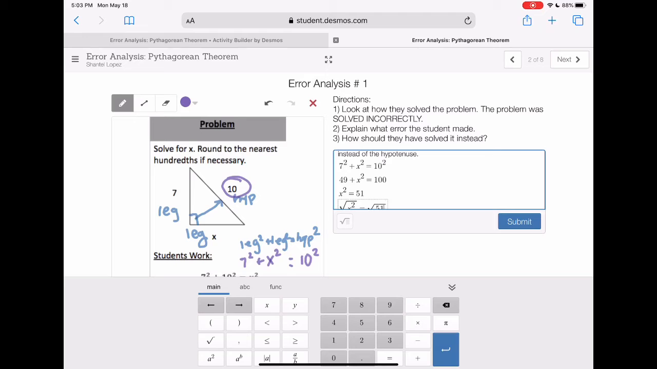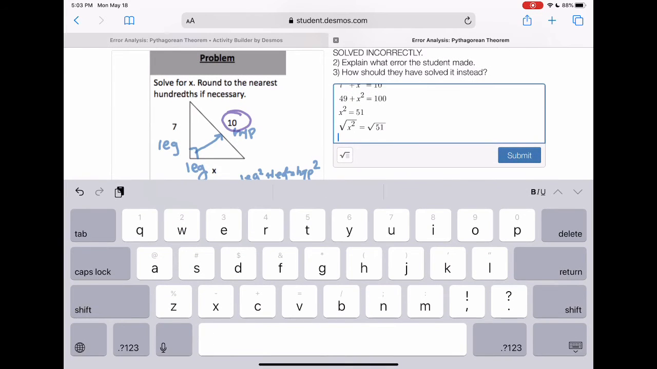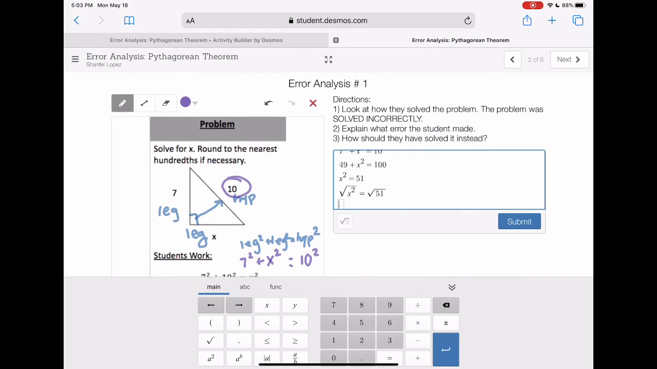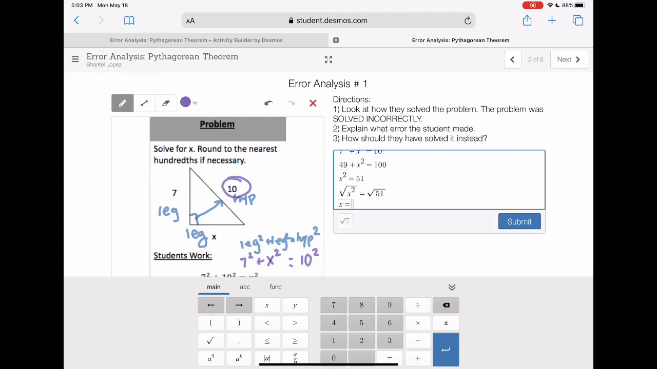And I can't do that in my head, so I'm going to go ahead and grab my calculator. Square root of 51 is 7.14. So I get x equals 7.14.